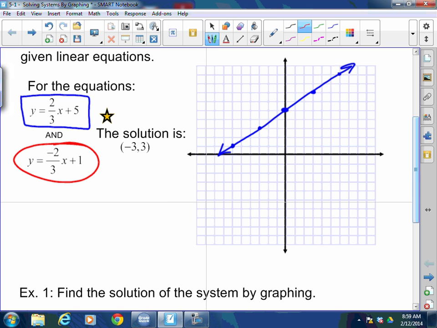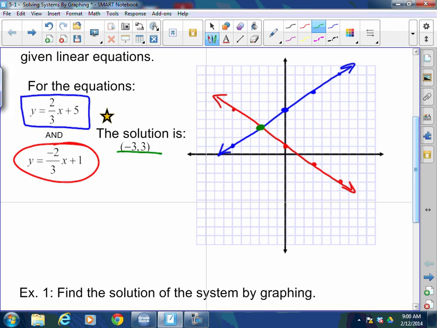Now I'm going to graph this bad boy. Y equals negative 2 over 3 x plus 1. Y-intercept is 1. My slope is negative 2 over 3. Down 2, over 3. Down 2, over 3. Let's go backwards. Up 2, over 3. Up 2, over 3. Do you see that you have an intersecting point? That's right here. That's your solution. So your solution is negative 3, 3.